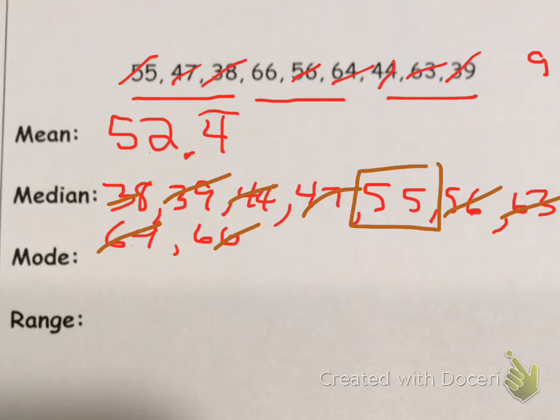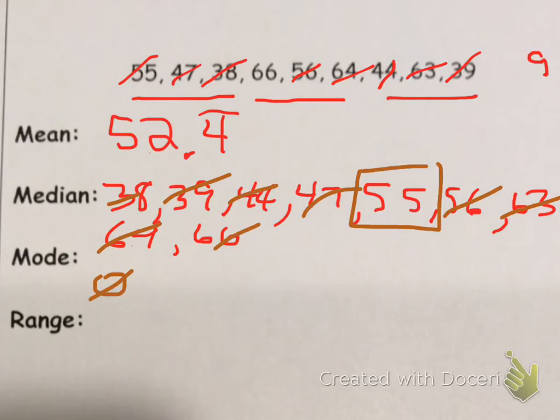Okay, the mode is the number that occurred the most. What happened there, you guys? They all have the same amount. And the same amount is 1, right? They only occurred one time. So when that happens on the mode, you can put empty set, or you can write the word none.